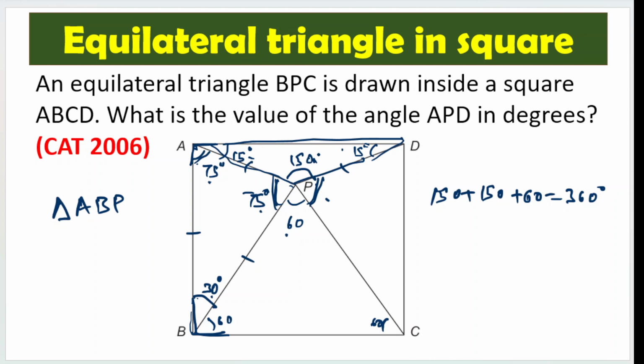Here, the problem is very easy. We just need to use very basic triangle properties: that equilateral triangle angles are 60 degrees, a right angle is 90 degrees, and angles opposite to equal sides are equal. That's it. Very basic properties.